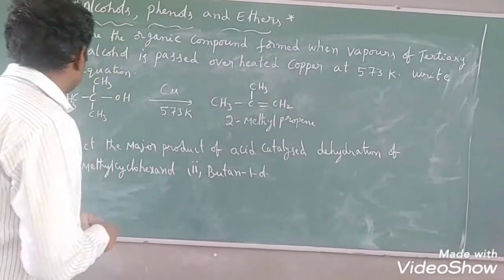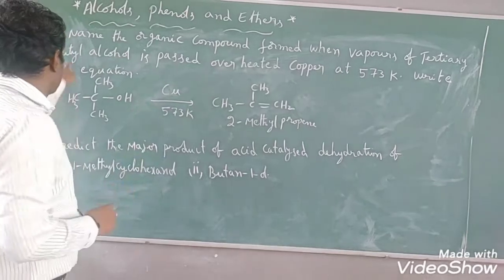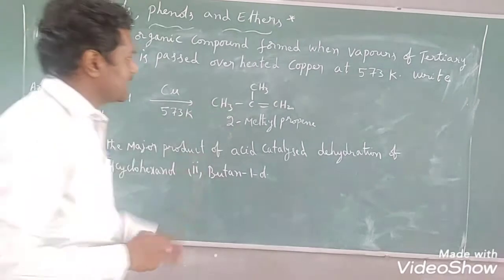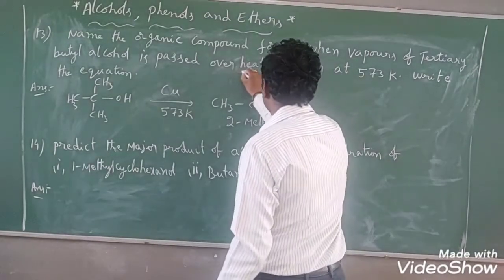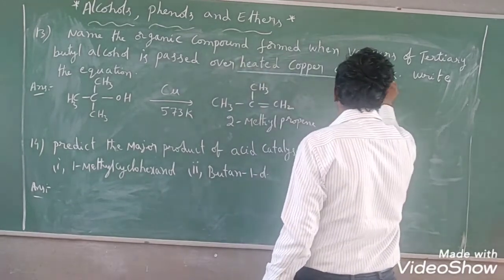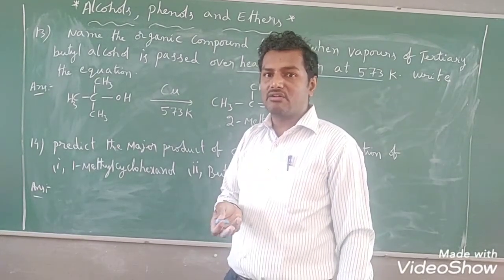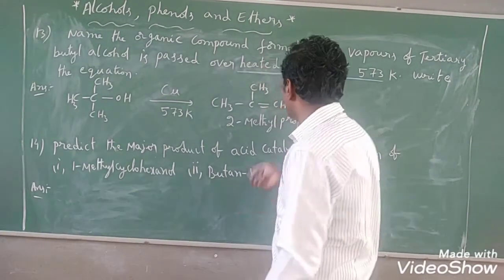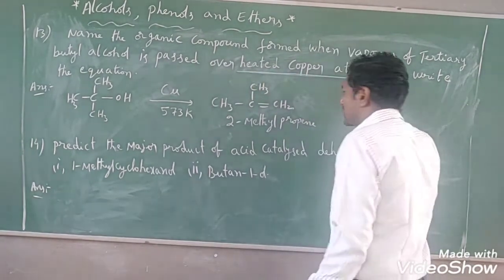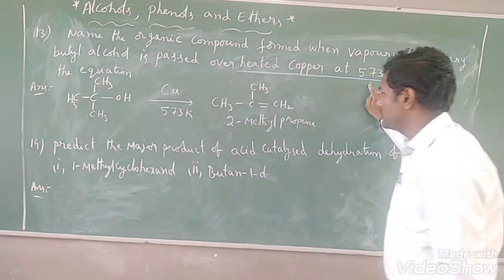Let us see, students, the next question. Name the organic compound formed when vapors of tertiary butyl alcohol are passed over heated copper at 573 Kelvin. Overheated copper at 573 Kelvin is used as what? Dehydrogenation agent. Dehydrogenation means removal of hydrogen molecule, removal of H2, right? So heated copper at 573 Kelvin is used as a dehydrogenation reagent. Removal of H2 is taking place.